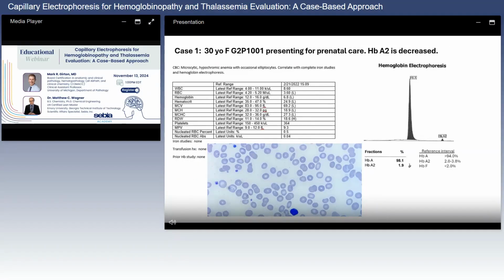Again, my name is Mark Girton, a pathologist at the University of Michigan, and I have a series of cases to go through. Case 1, a 30-year-old female presenting for prenatal care.